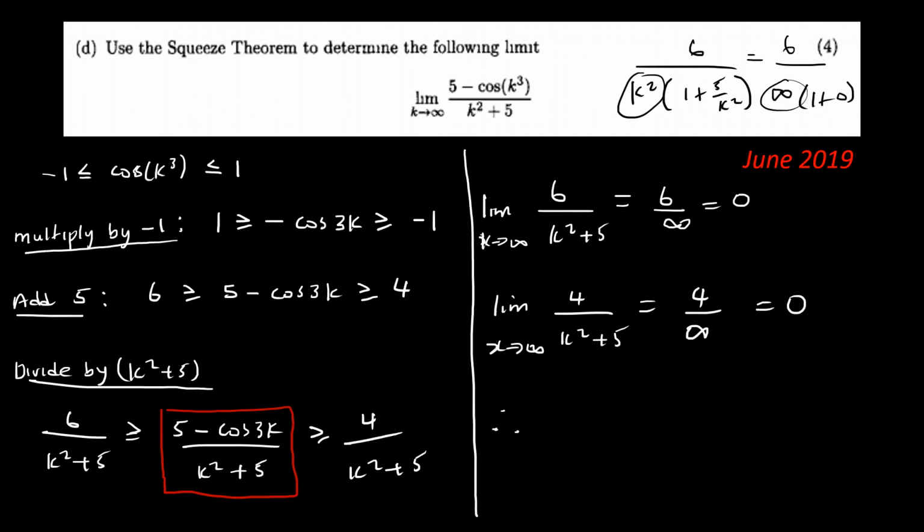So therefore my final answer is the limit as k approaches infinity of 5 minus cos k cube over k squared plus 5 equals 0.